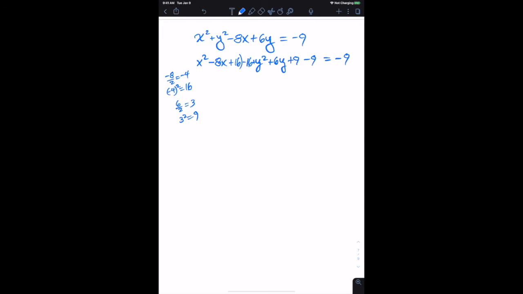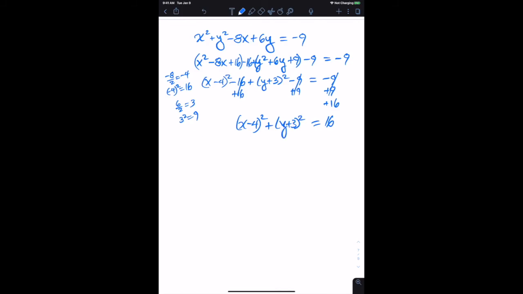Now, I want you to see that I've created two quadratic trinomials that are completed squares. So this can be rewritten as x minus 4 squared minus 16, because I still have that makeup piece, plus y plus 3 squared minus 9, and that equals negative 9. Now I'm going to add the 9 over, and I'm going to add the 16 over, and let's see what we get. This goes away, negative 9 plus 9 go away, and I'm left with 16. And I have x minus 4 squared plus y plus 3 squared.